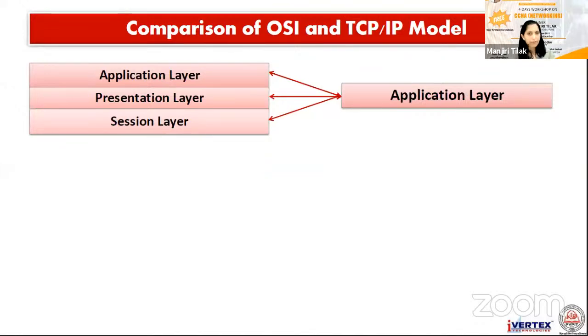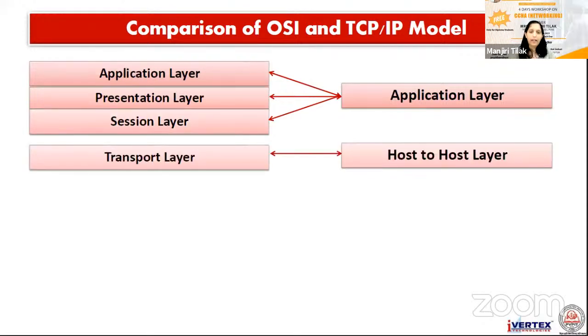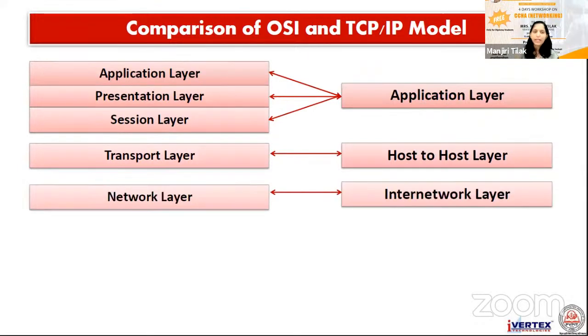The upper 3 layers, which are OS managed, are combined into one layer and named the application layer in TCP/IP, okay? So actually these are 3 layers, but now they are represented as a single layer. Then the transport layer is as it is, right? Only the name is changed. Now in TCP/IP it is known as the host to host layer, okay? Then the network layer is also as it is, only the name is different. In TCP/IP it is known as the inter-network layer.